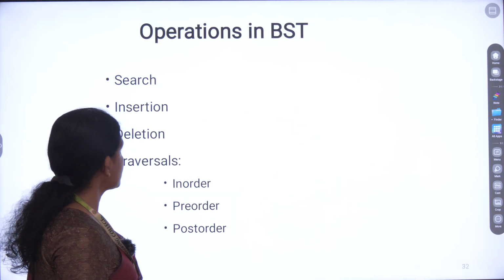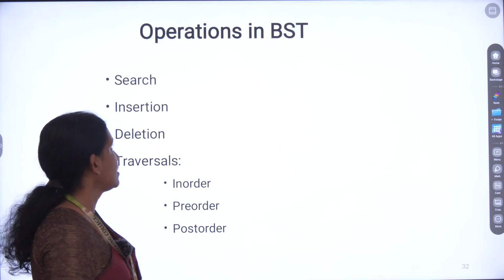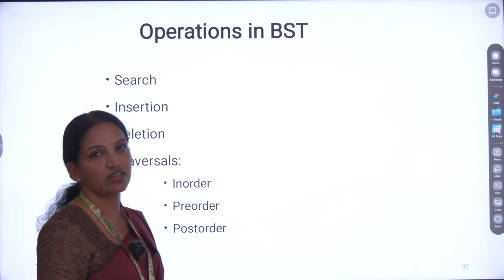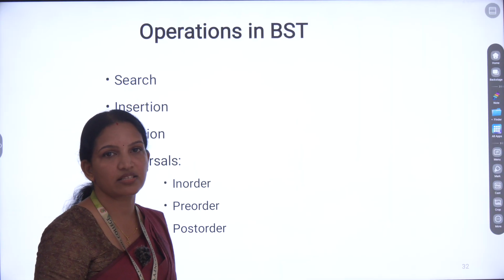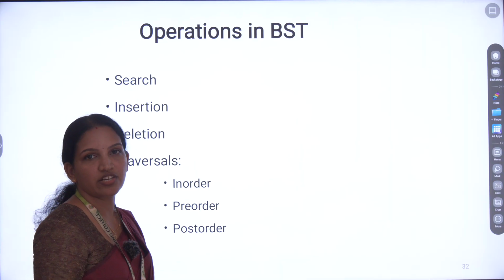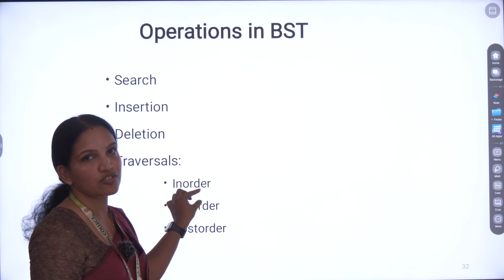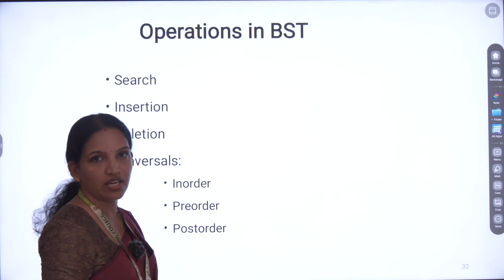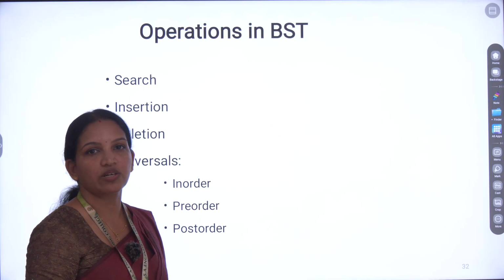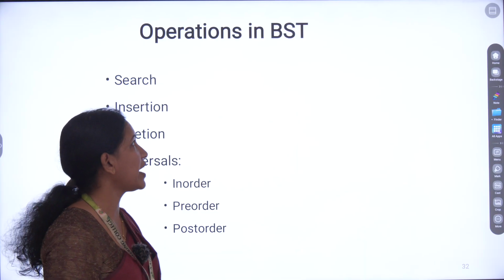Now these are some operations in binary search tree. We can search for a particular element in the tree, then we can do insertion, we can delete the existing element, and again you can do tree traversal, same as that of binary tree traversal: in-order, pre-order and post-order. Here one of the main properties to be noted is that when you do the in-order traversal of a binary search tree, it will always give a sorted list of elements. So that is one of the important properties of a binary search tree.